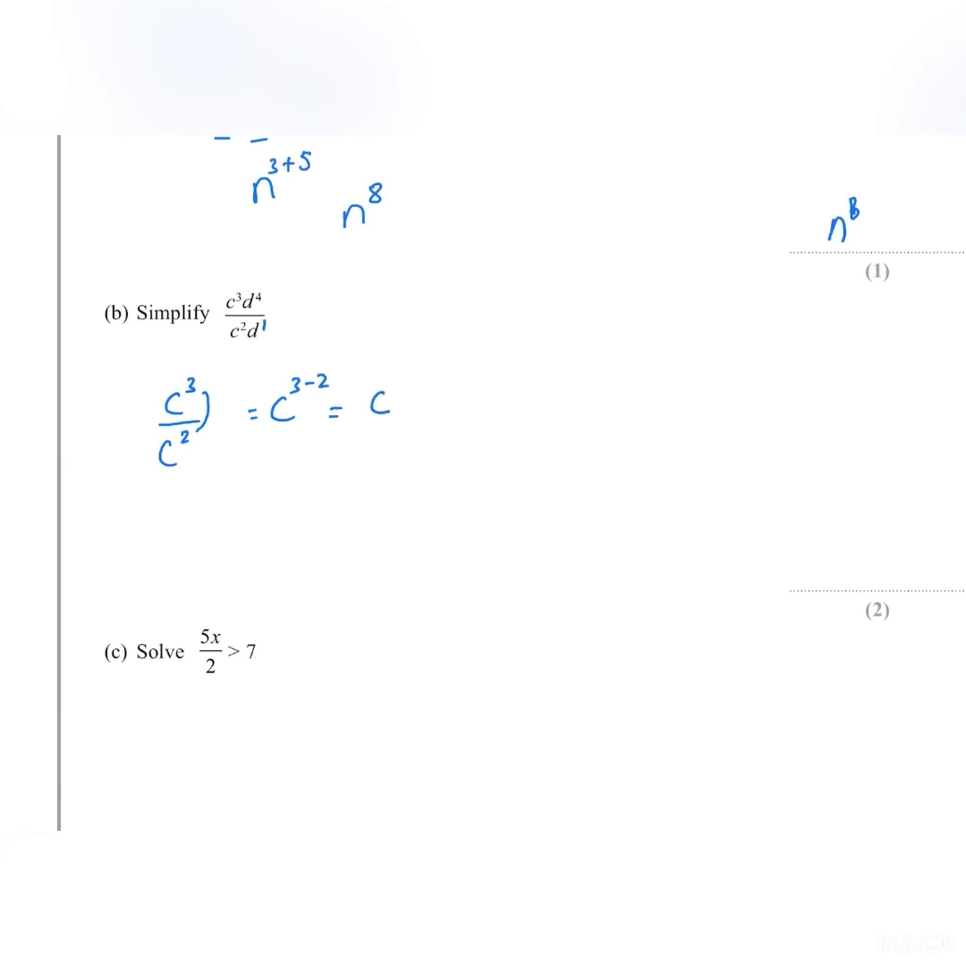And then d to the power of 4 divided by d to the power of 1. So that is d to the power of 4 minus 1. And that is d cubed. So it will be c to the power of 1 and d cubed is the answer.